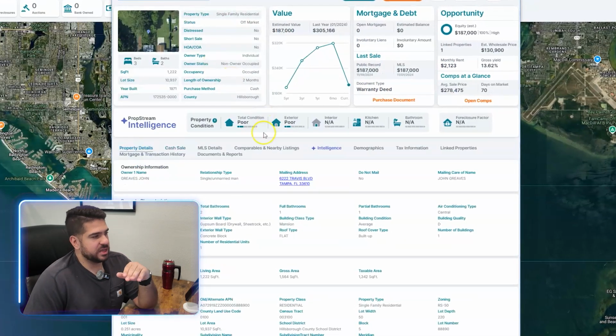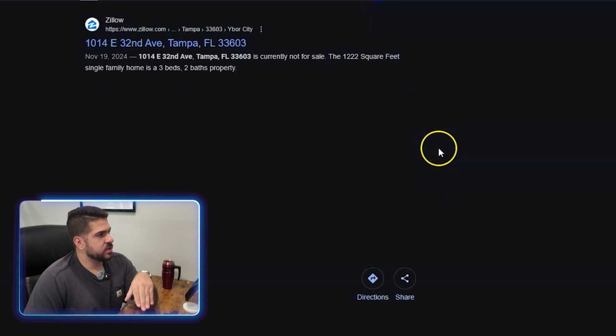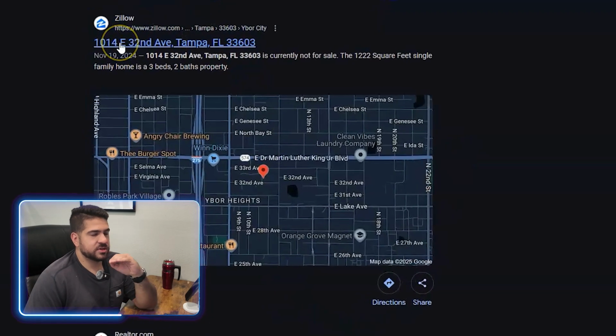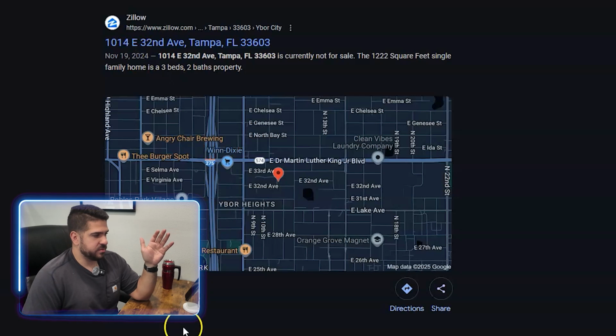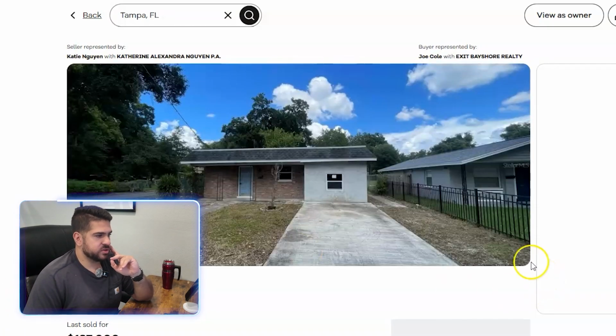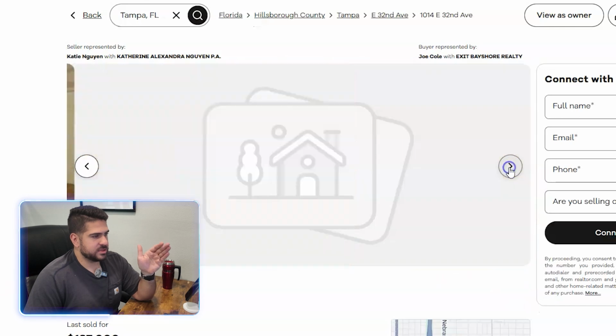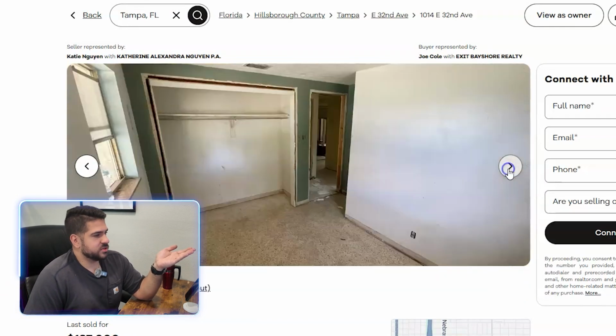The next thing I would do, if I don't have any MLS information, is Google the address, and I would not look at Zillow, because Zillow a lot of times erases the information after it's off the market. I would use Redfin or Realtor.com. So let's say I would do Realtor.com. I look at it, it's a fixer-upper. It's the definition of a fixer-upper.